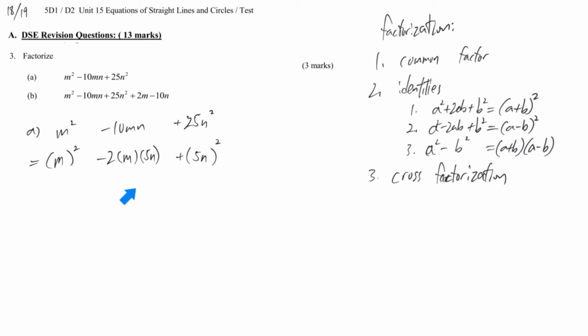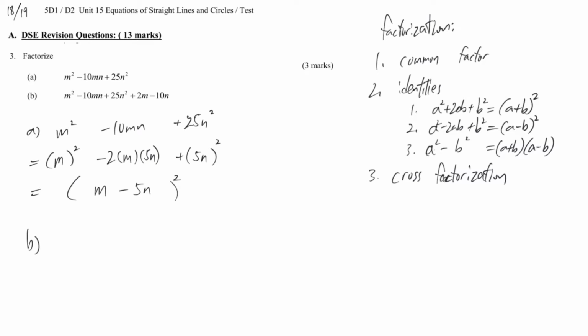But this is just our guessing, so we still need to multiply it to check whether negative 10mn can be written in this format. We find that negative 2 times 5 is negative 10, so this is correct guessing. Then we can proceed and write down. Whenever we can write in this format, then we can rewrite in this format because they are always the same. So this is something minus something bracket square, which is the first item and the second item. That's how you factorize A.